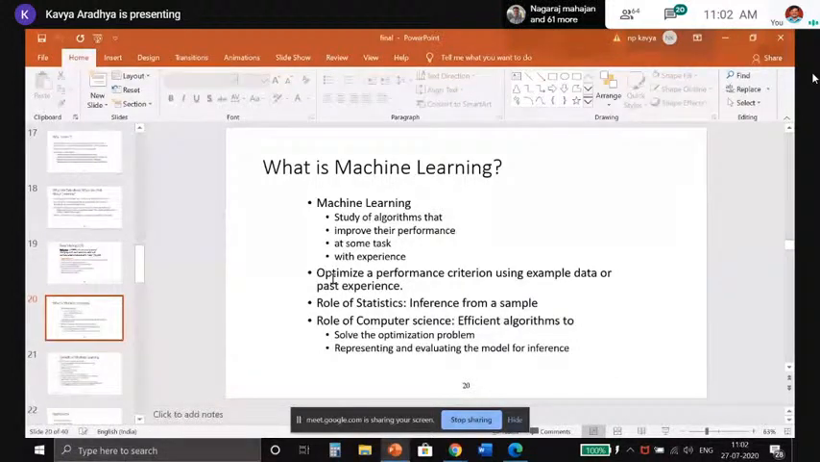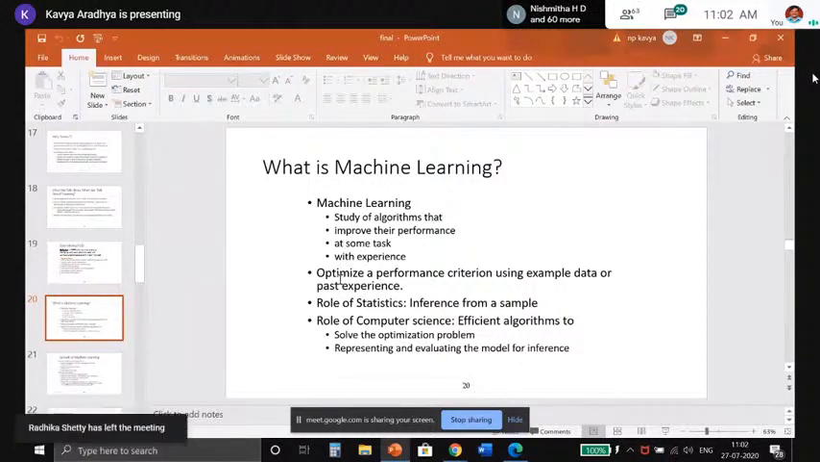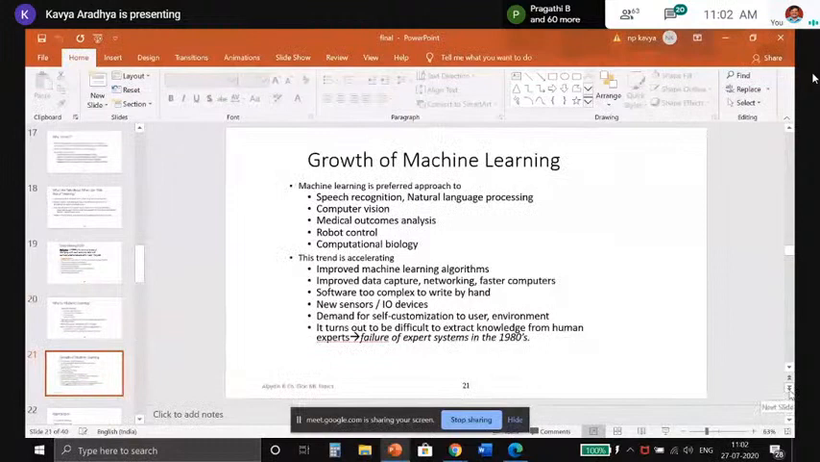We call it P, E, and T. P stands for performance, E stands for experience, T stands for task. P, E, and T, PET. Those three things are very much required in machine learning. So every time you're working on that, you're trying to optimize the performance based on the available statistics, and you're going to use some problem solving methods there, which is your model.